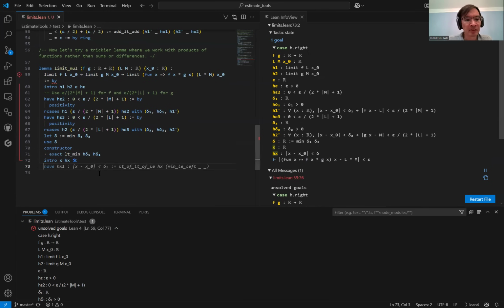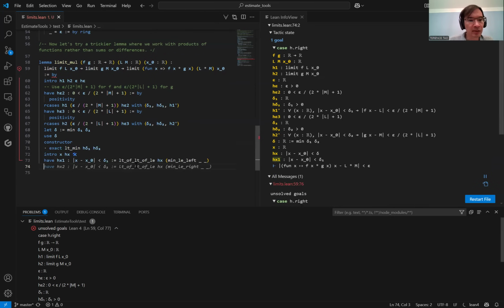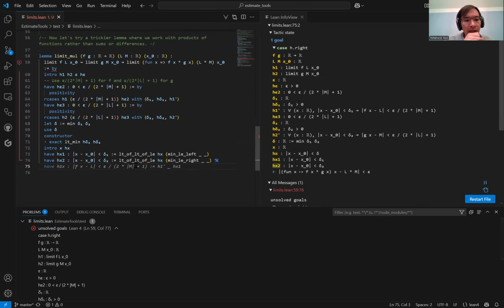Okay, and it's setting things up. Yeah, so because |x - a| is less than delta, then it's also less than delta 1, correct? Less than delta 2, good. Right, |f(x) - L| is less than epsilon over this. Yeah, that's because of what we defined. Okay, so I will take that.